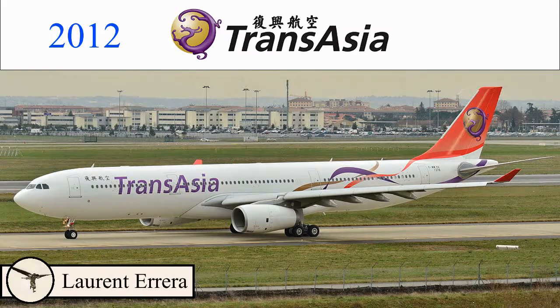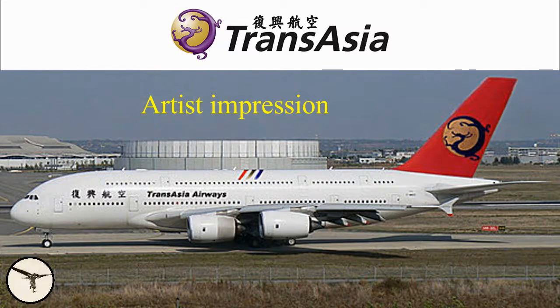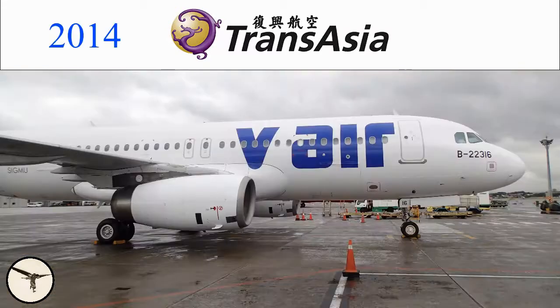And they even had plans, at least there were rumors, to get Airbus 380 and start to fly to the United States. This never happened. In 2014, they started V-Air, a low-cost airline.